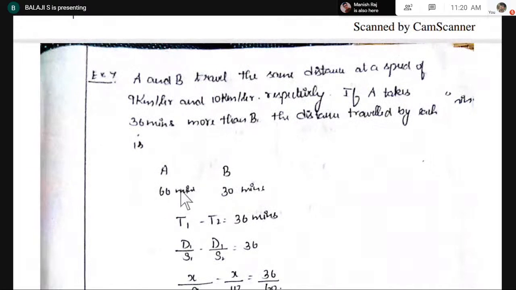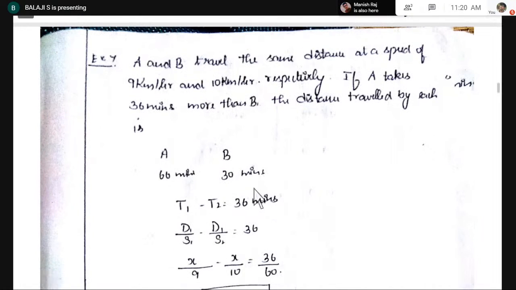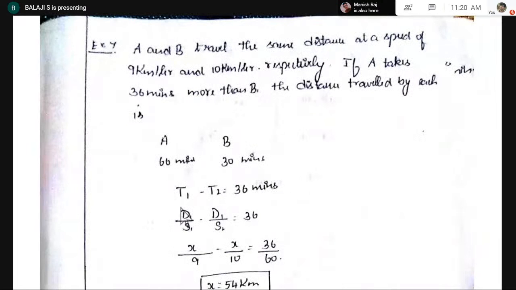That is 66 minutes. So the difference in the time is 36. That is, A's time minus B's time equals 36. We know from the speed distance time formula, time equals distance by speed, and the distance is the same, since both are traveling the same distance. So distance by speed one minus distance by speed two equals 36. We keep the distance as x. So x by 9 minus x by 10 equals 36 by 60.